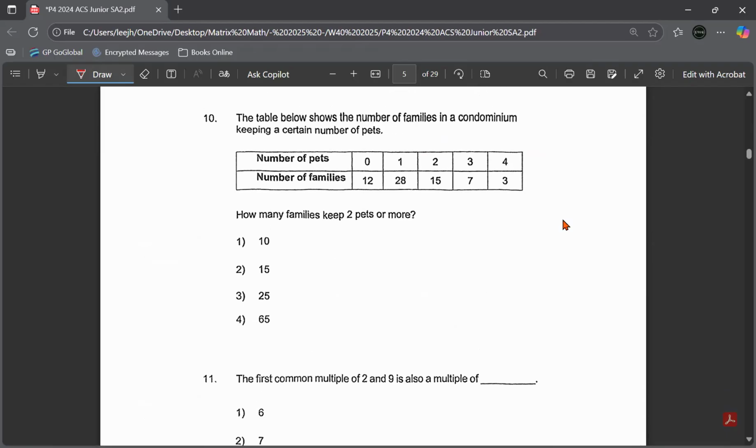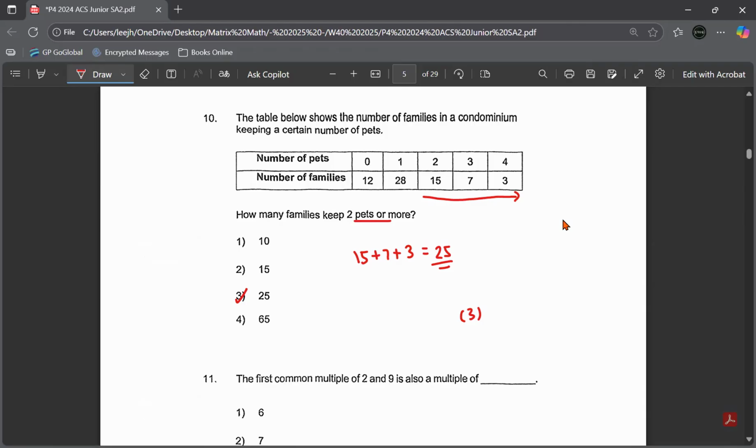Question 10. The table below shows the number of families in a condominium keeping a certain number of pets. So I want to know how many families keep 2 pets or more. What is the meaning of 2 pets or more? It's actually this range, 2 pets and more. So you just have to add all these values together. 15 plus 7 plus 3. Your answer is 25. Number 3. Those with no pets and 1 pet are not counted. So you have to add all this up.